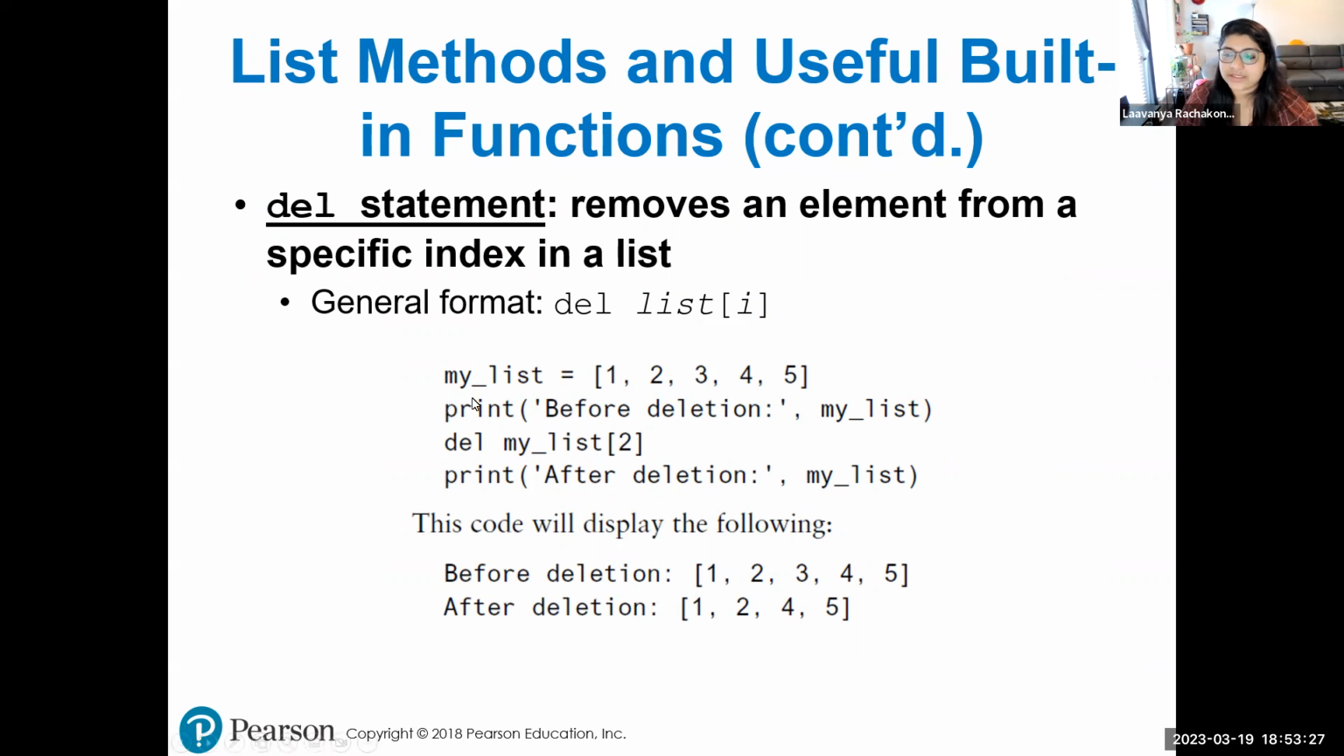Let's say my list is 1, 2, 3, 4, 5. Print before deletion. Next, del my list 2. So I am removing the element specified at index 2. Before deletion it is 1, 2, 3, 4, 5, and after deletion, as I'm removing index 2, that is 0, 1, 2, element 3, your output should be 1, 2, 4, 5.